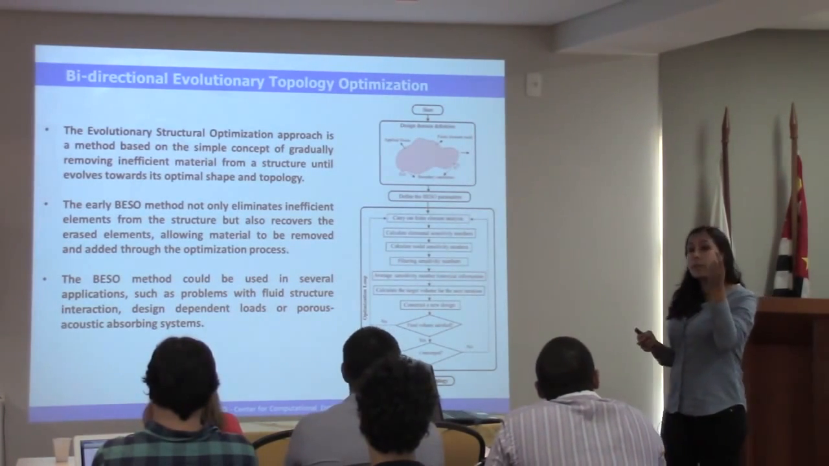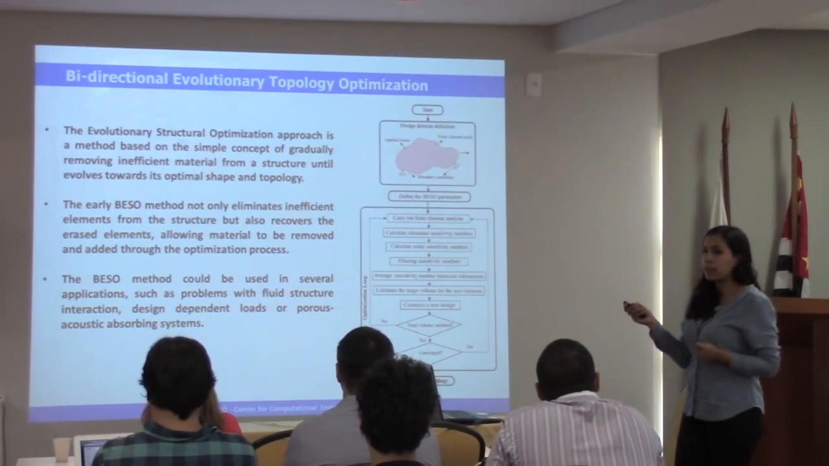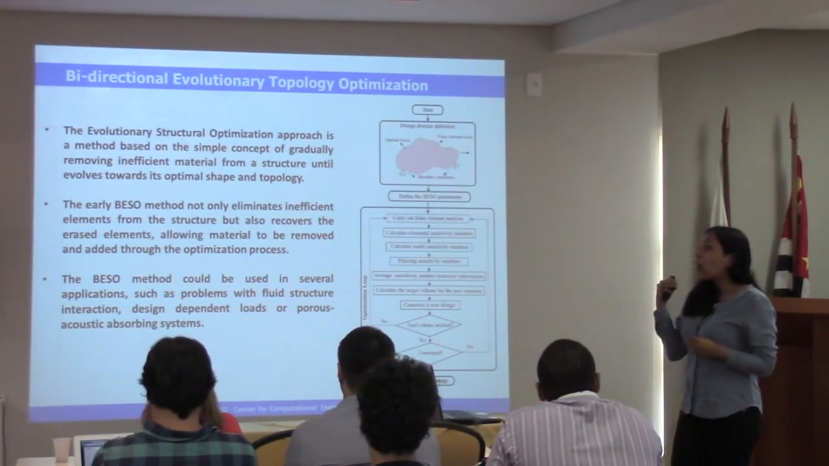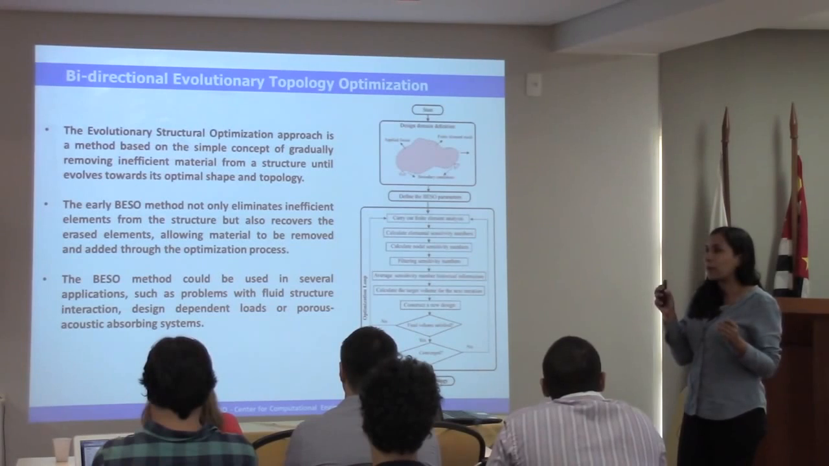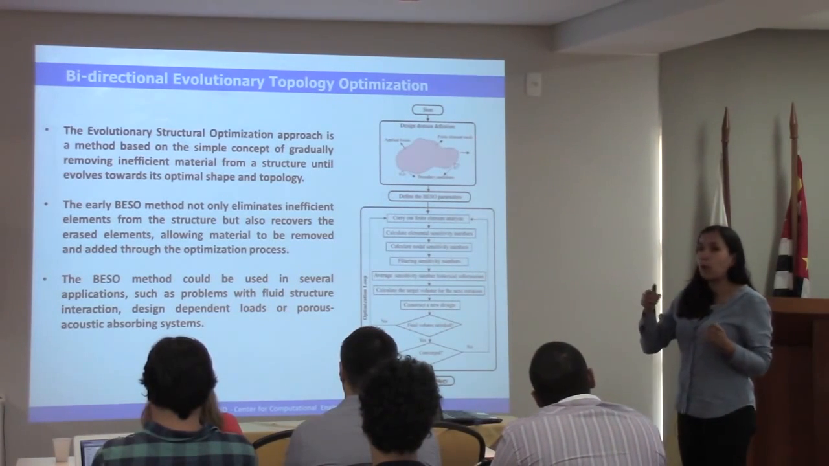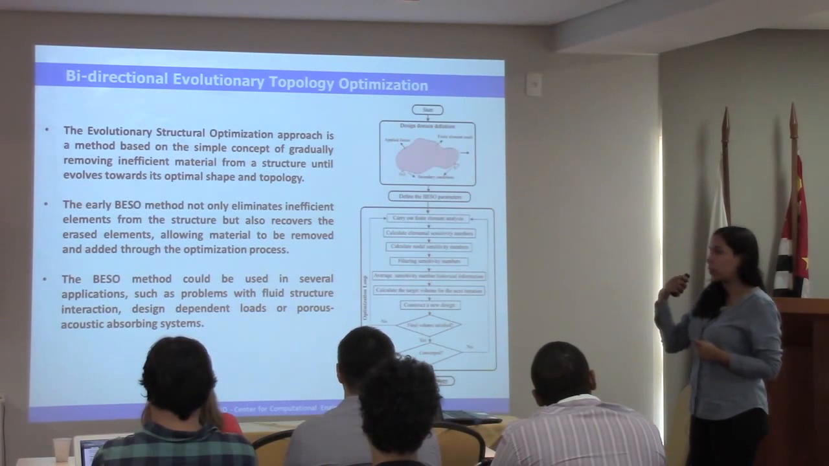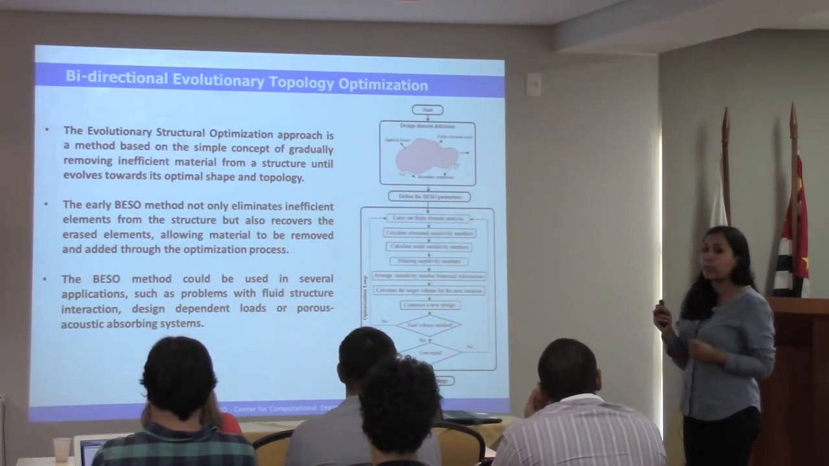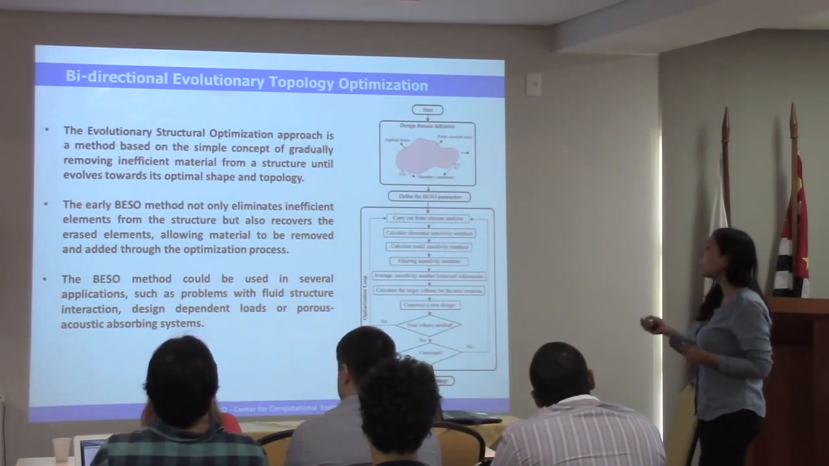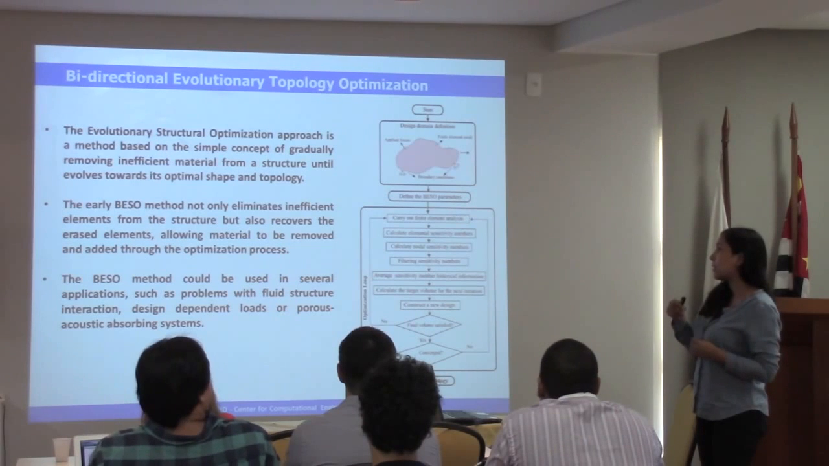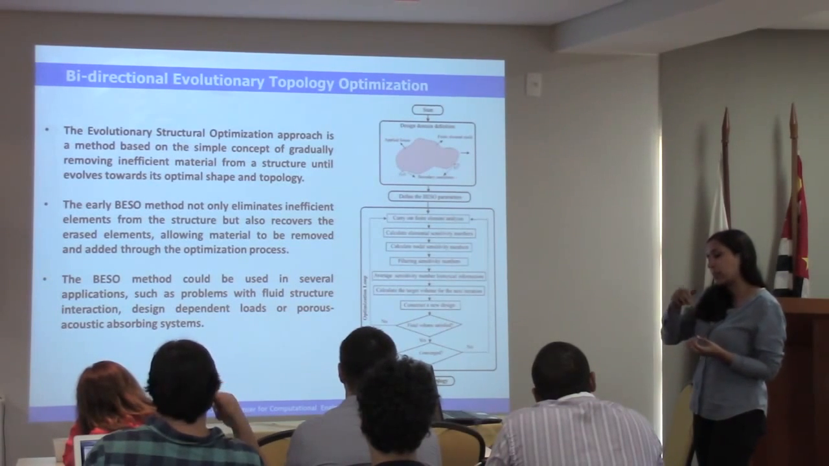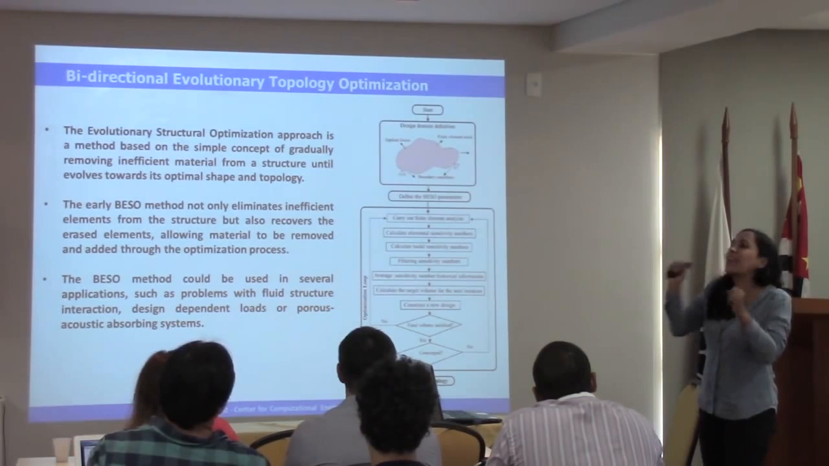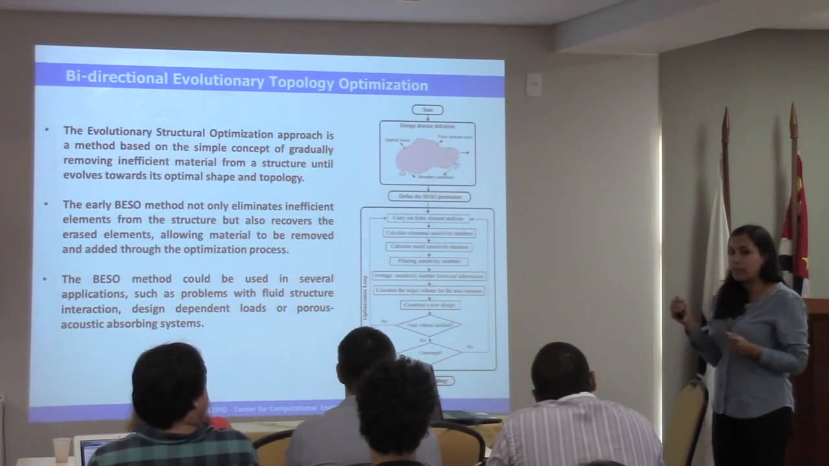So what Felipe was talking about was the ESO method, which only removed material. This method also allows us to put material back. In that way, we allow the structure to evolve, get a little lost, and come back to the evolution path. So it is very important, especially for this kind of application. Now we calculate the sensitivity. Once we calculate the elemental sensitivities, we know which elements can leave the design domain.